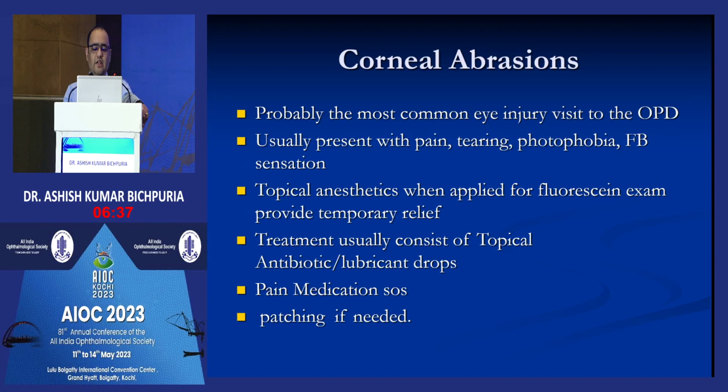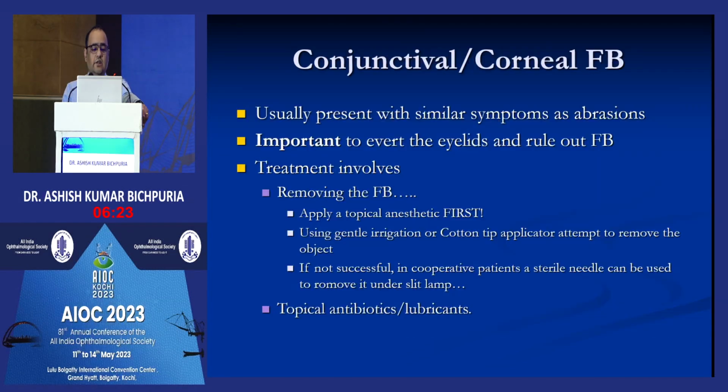Probably the most common eye injury visit in the OPD, usually presenting with pain, tearing, photophobia, foreign body sensation. Topical anesthetics, when applied for fluorescein examination, provide temporary relief. Treatment usually consists of topical antibiotic, lubricant, pain medication, and patching. Conjunctival corneal foreign body usually presents with similar symptoms as abrasion. It is important to evert the eyelid and rule out foreign body. Treatment involves removal of the foreign body and topical antibiotic lubricant.